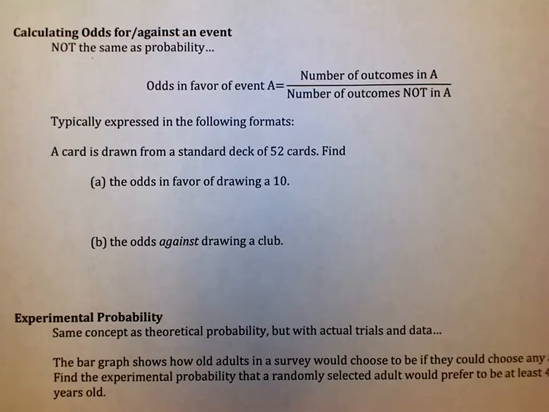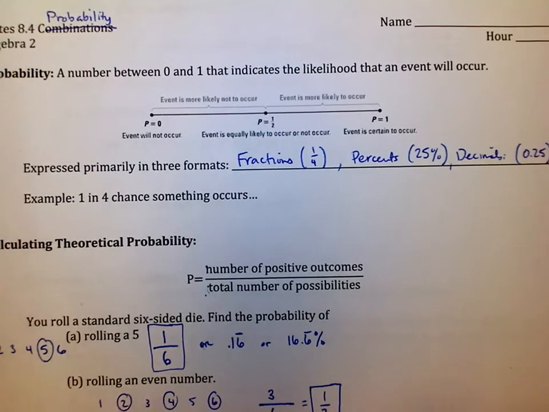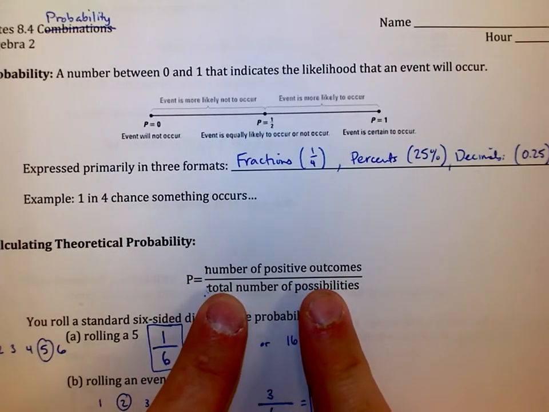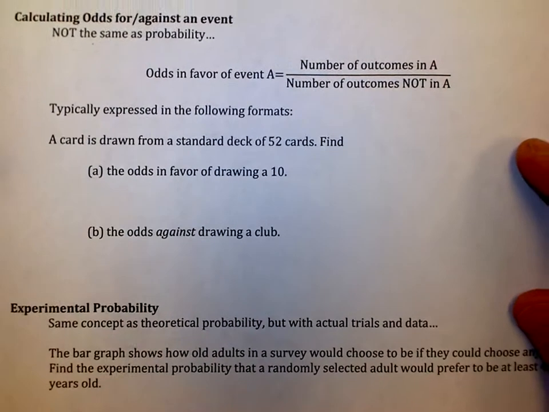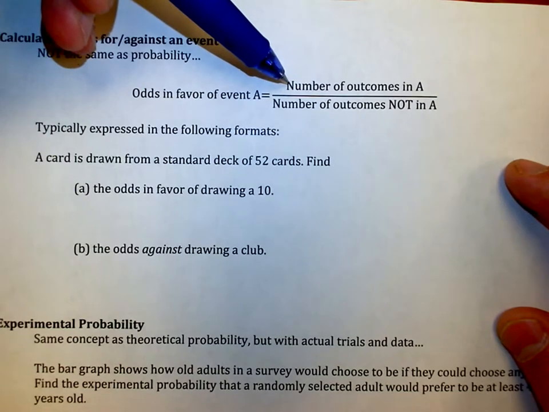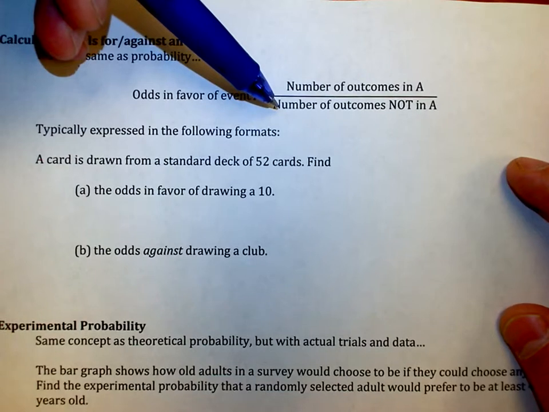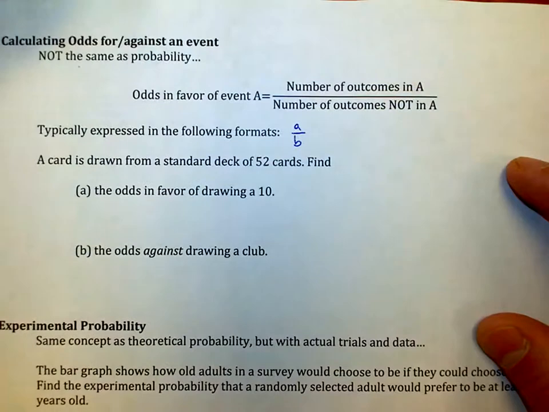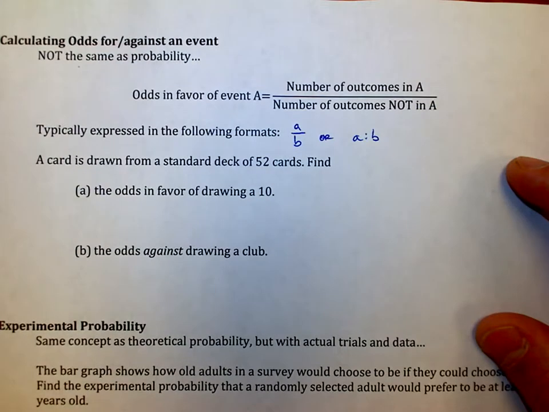Probability means I'm going to compare, let's look at the formula from the first video. Probability is the number of things that actually meet my criteria versus the total number of possibilities that I have. Odds in favor of an event happening means I'm going to compare the number of outcomes that meet my criteria versus the number of outcomes that don't meet my criteria. It's typically expressed in one of two formats: the odds of A to B happening, as a fraction, or as a ratio of A to B. So you're going to see a colon show up.